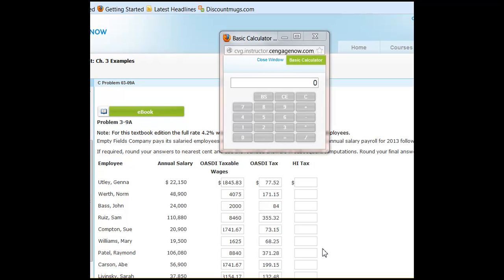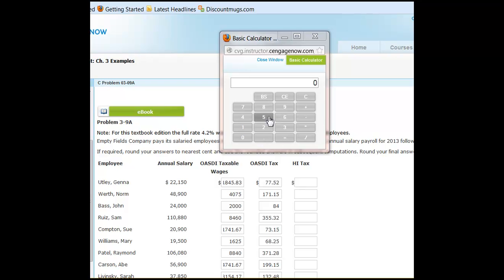Okay, now that we've calculated all of our OASDI tax, it's time to calculate our HI tax. Keep in mind the HI tax is the Medicare portion of the FICA tax, because FICA combined is Social Security and Medicare. There is no maximum amount that is to be paid on Medicare tax. So on almost everyone except for Sam, we're going to take our taxable wages times the 1.45%. But keep in mind with Sam, we have to use the original amount, not the amount that's taxable here.